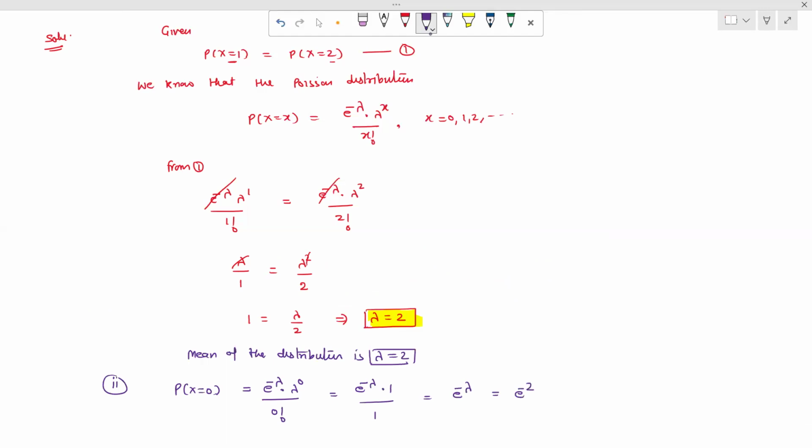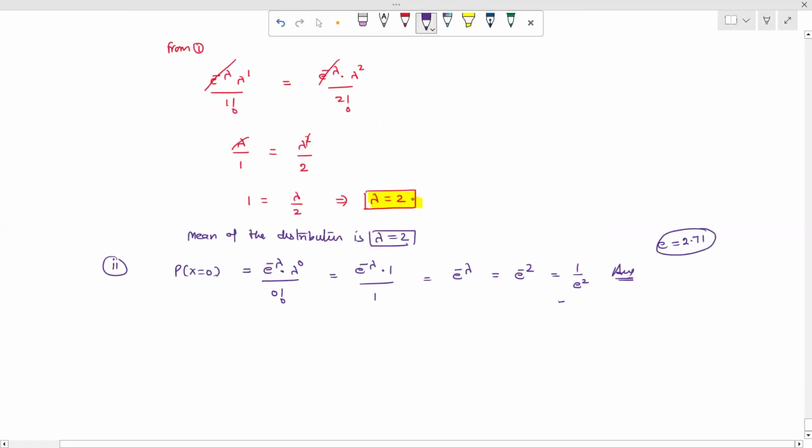So e raised to the power -2 is the answer. You can write it as 1 upon e raised to the power 2. You can solve it using a calculator. What is the value of e? The value of e is 2.71. So you can write the value as 1 upon 2.71 to the whole square, and simplify by calculator. Now we move to the next question.